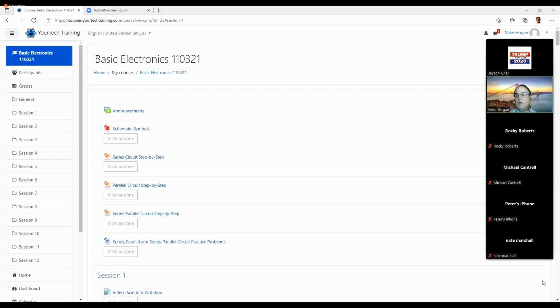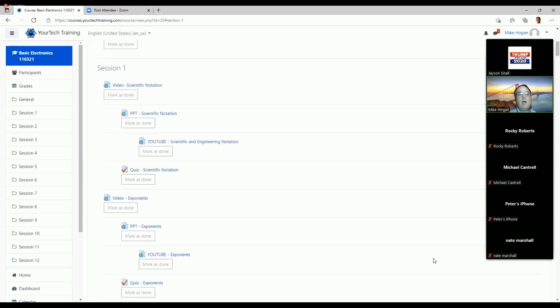What we're going to do day by day, so we'll have 12 sessions that we'll go through. And so we'll start session 1 tonight, and we'll just walk through these sessions. And you usually have a couple different resources. One, you've got video resources. And so you could actually select this video, scientific notation, and it will show you a video of a previous class that we've taped.